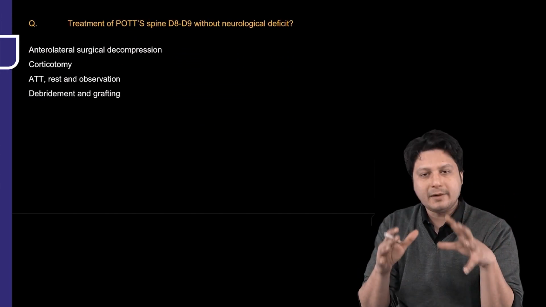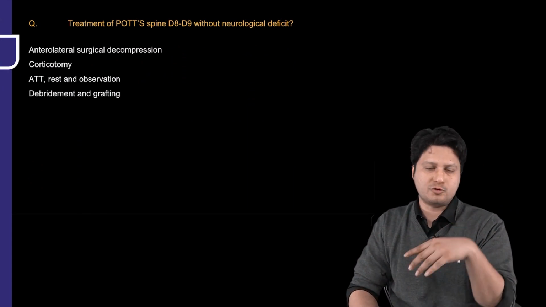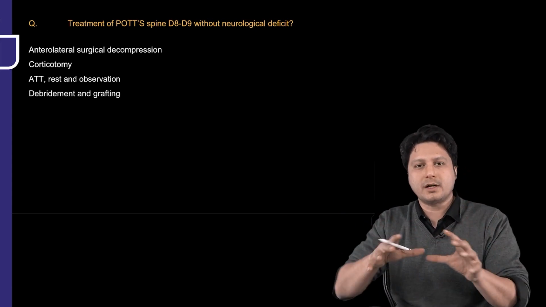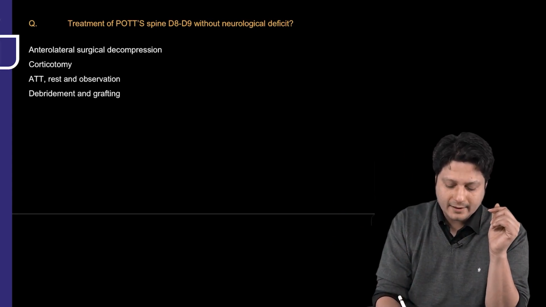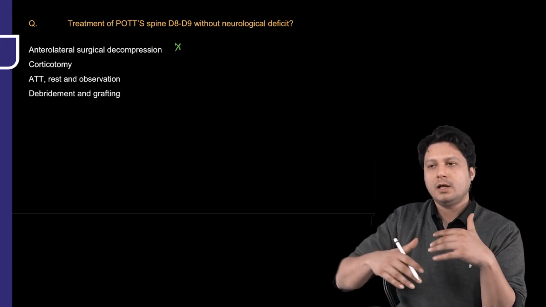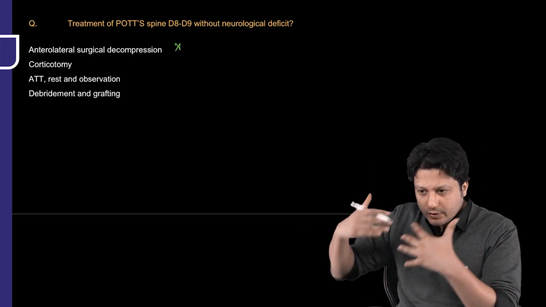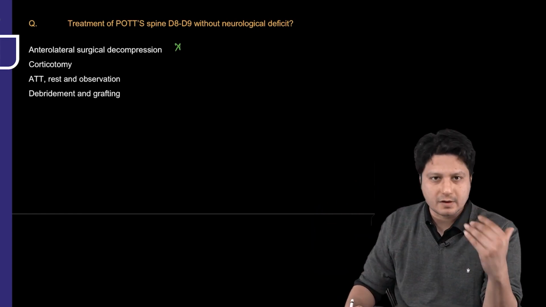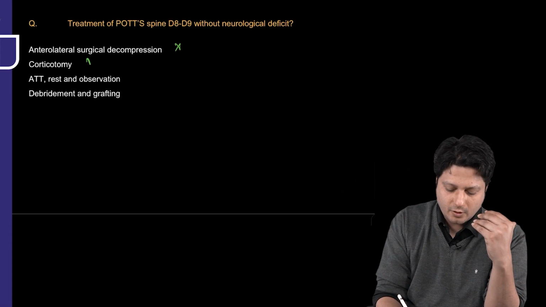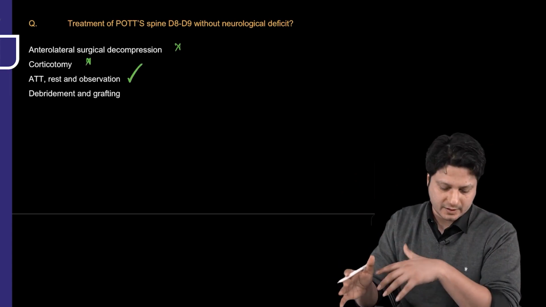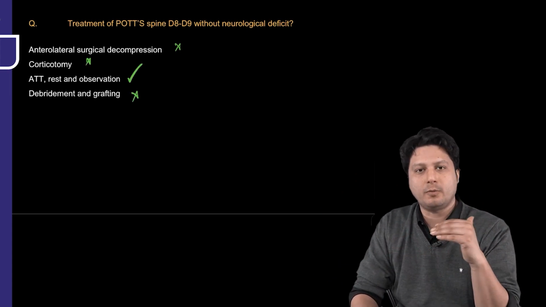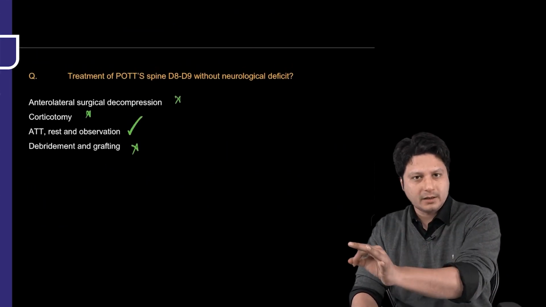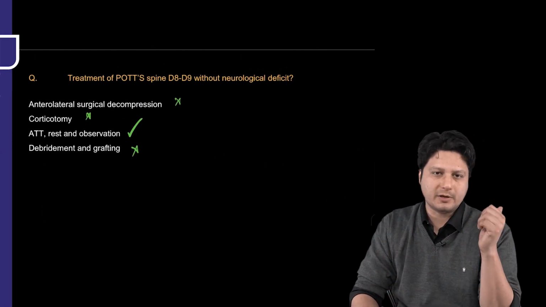Next is the treatment of Pott's spine where D8, that means thoracic 8 and 9, are involved without any neurological deficit. The answer for that question is conservative management. Will you go for anterolateral surgical decompression? You already know that if there is no neurological deficit, or even if there is a neurological deficit which has not progressed to type 4 involvement, you have to go for conservative management. Costotransversectomy, obviously not. ATT, rest and observation is considered the management. Debridement and grafting, obviously not for that particular case.